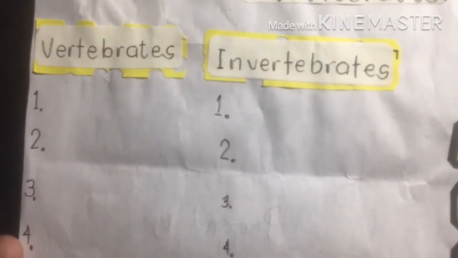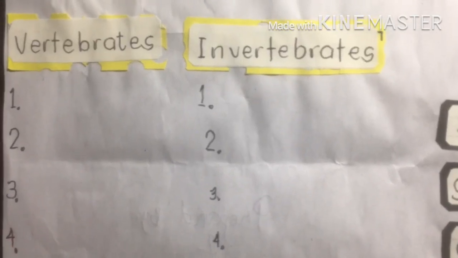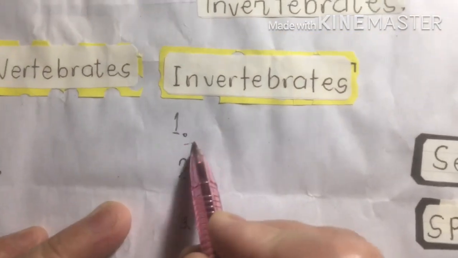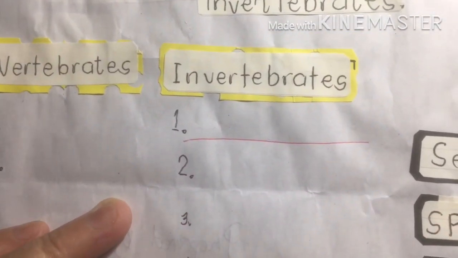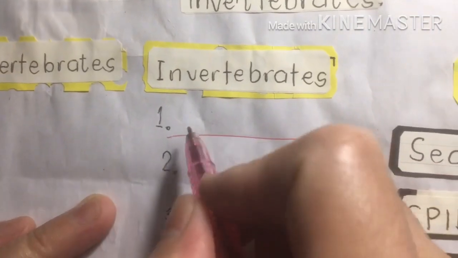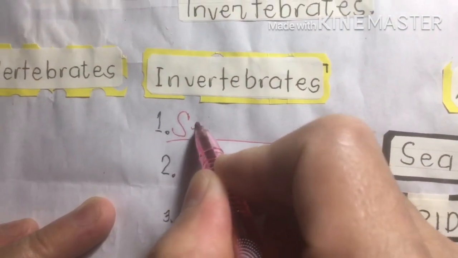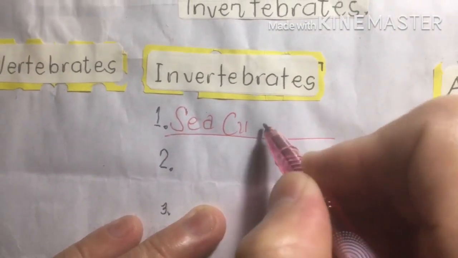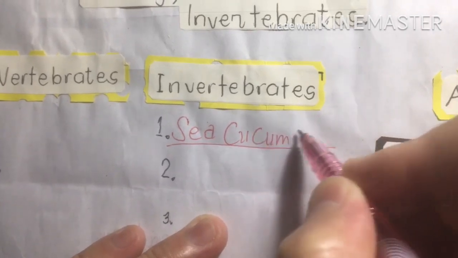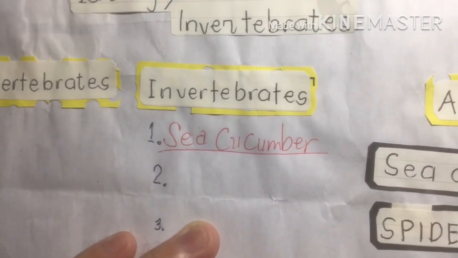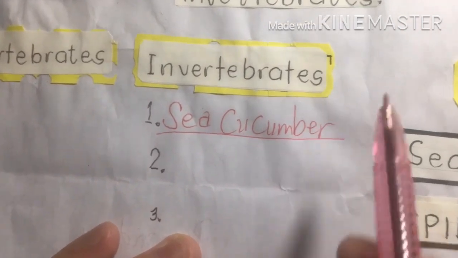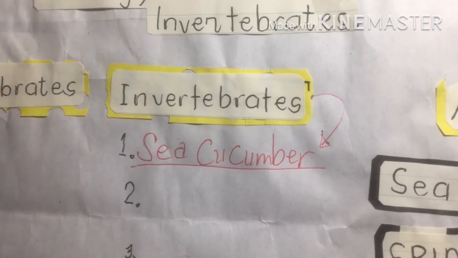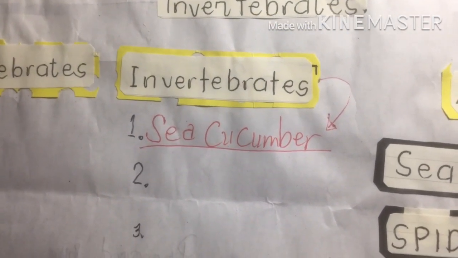I'm going to write the word sea cucumber here, under invertebrates. Instead of drawing a line, I am going to write the word sea cucumber. Take note, my dear viewers. Like that. Sea cucumber belongs to invertebrates. That means without the presence of a vertebral column.